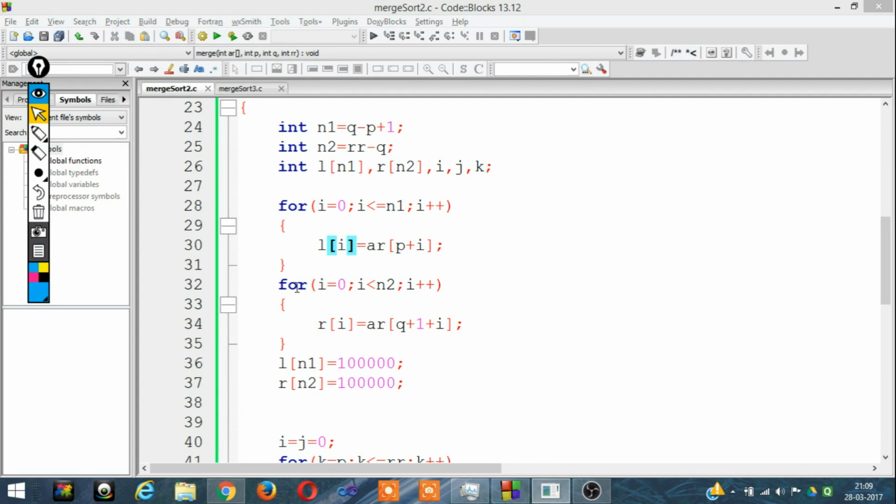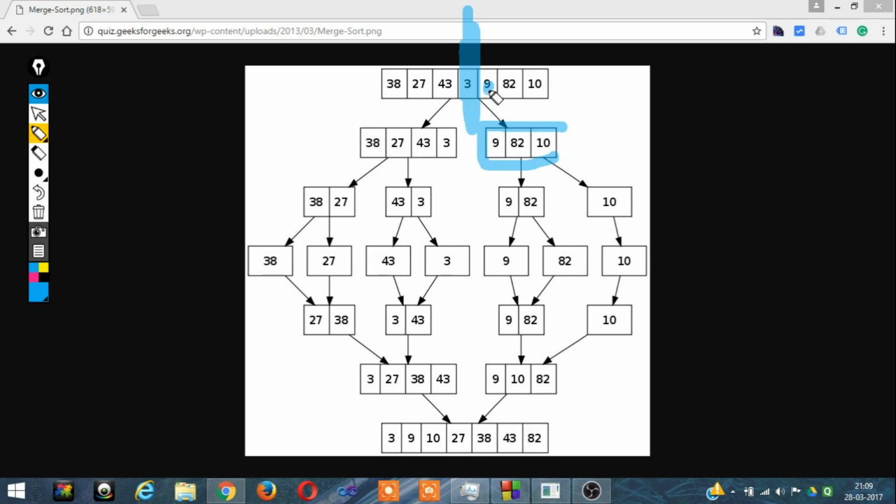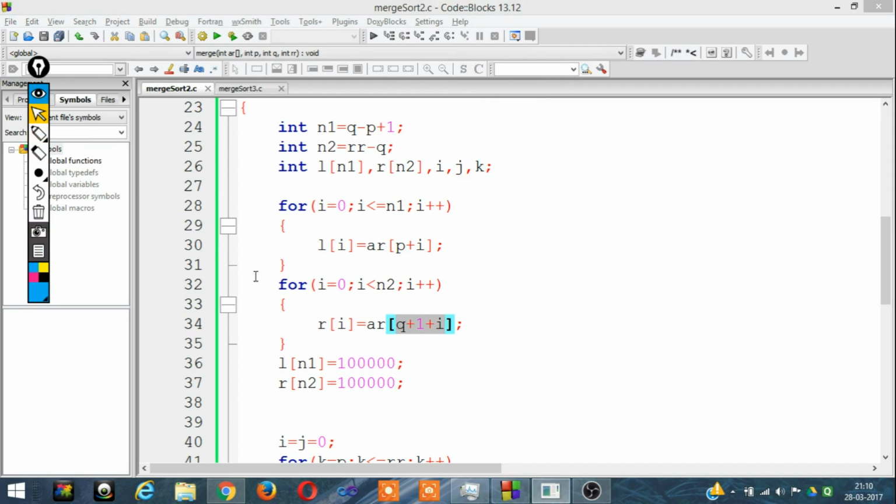So for i equal to 0, i less than n2, i plus plus, R of i is equal to A of q plus 1 plus i. What is q? q is mid, and the right subarray starts after mid. Mid plus 1 means 4, then mid plus 1 plus 1, mid plus 1 plus 2. So this is q plus 1 plus i, and we put all these elements in the right subarray. So what I'm doing here is R of i equal to A of q plus 1 plus i.